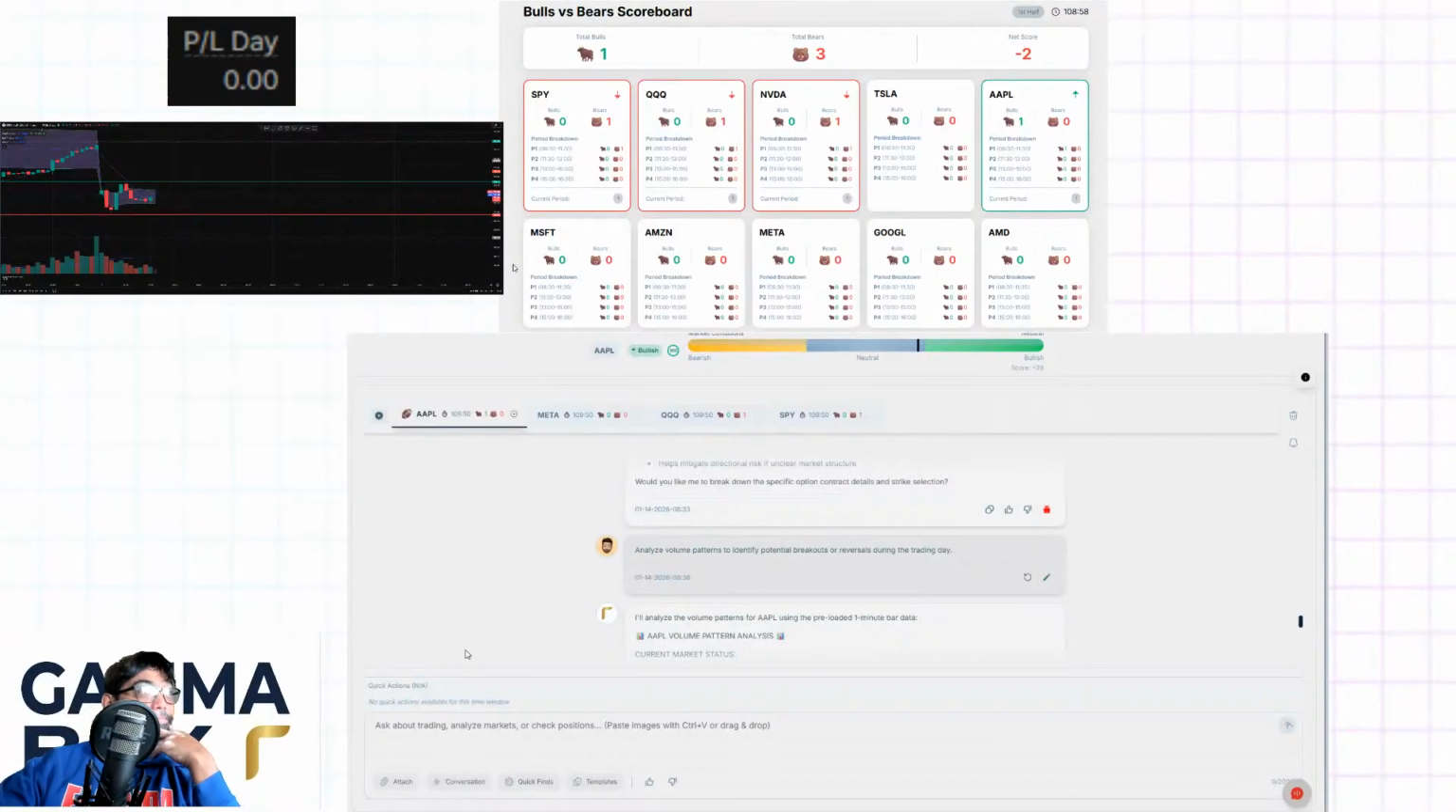But the purpose of the scoreboard is that you can have this on the side and be able to look at exactly what's happening in real time. And you'll also be able to see it in there.